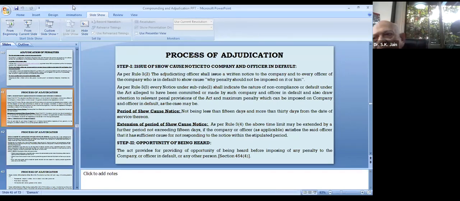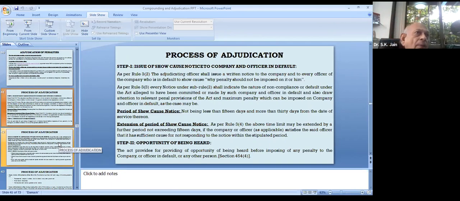Now the officer in default definition is the same both for compounding and adjudication as given in section 2 subsection 60, and also draw attention to the relevant penal provisions of the act. What is the amount of penalty which can be levied and maximum penalty which can be imposed on the company and officer in default as the case may be.